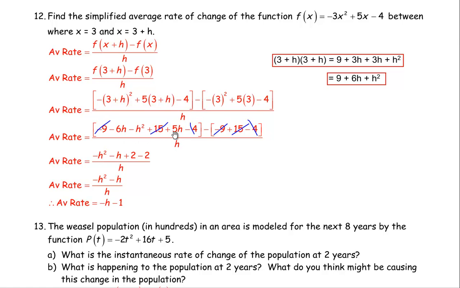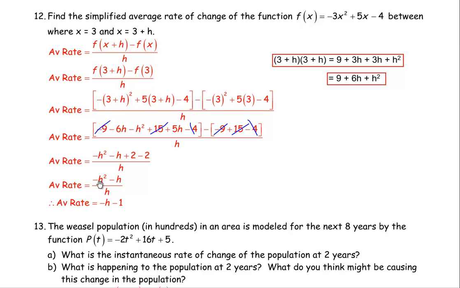negative 6h and 5h would be negative h, and well, the reason the 2 minus 2 is in here, I didn't actually, when I did this, do all that canceling out, but that's 0 as well. What this works out to be in here is negative 9 plus 15 minus 4, and same thing over here as well. So those are gone. And so we're left with just negative h squared minus h over h, the h in the denominator.